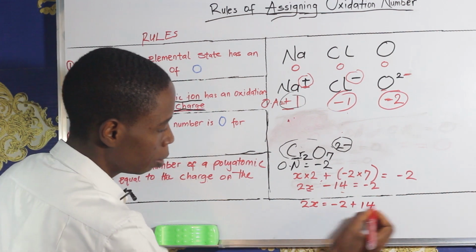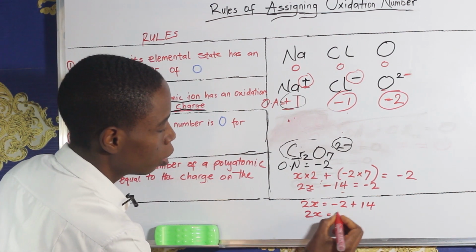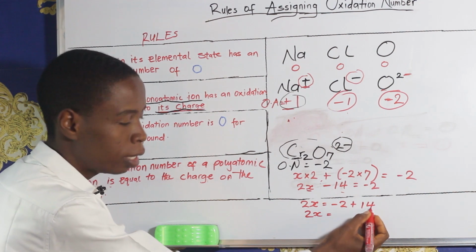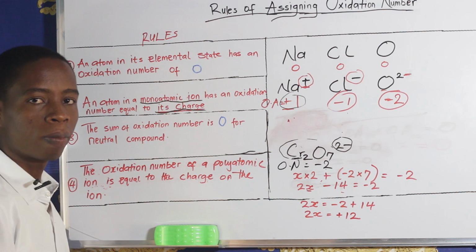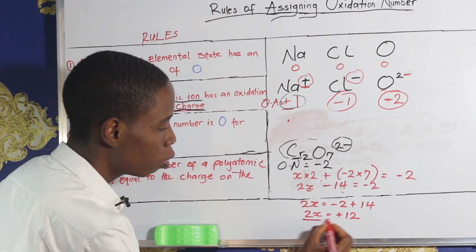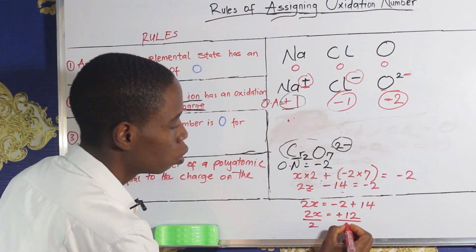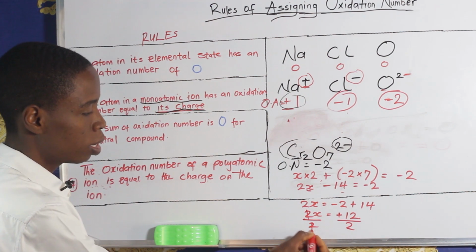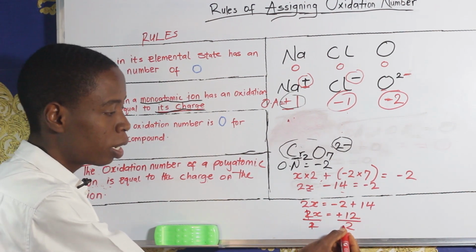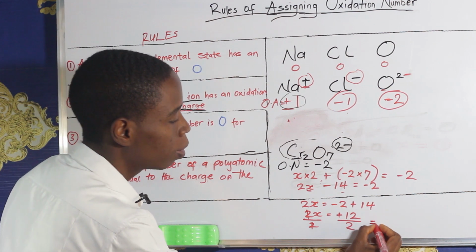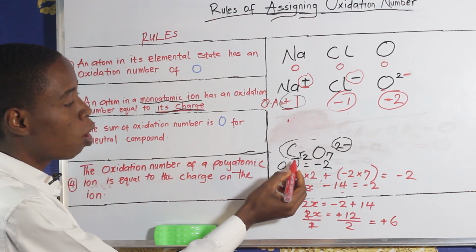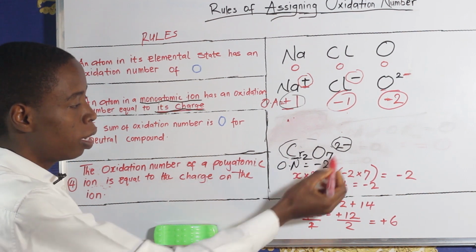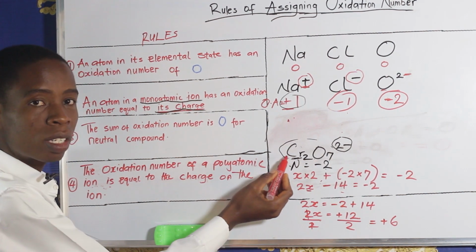So we simplify our equation. Minus 2 plus 14 gives us plus 12. Since we are finding X, we divide both sides by 2. When we divide plus 12 by 2, we have plus 6. So that means the oxidation number of chromium in dichromate is plus 6.